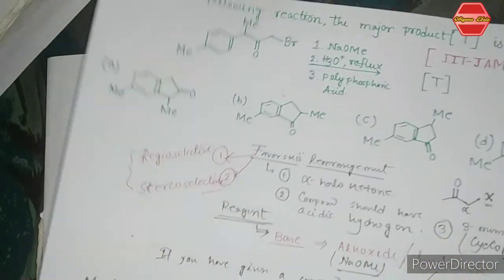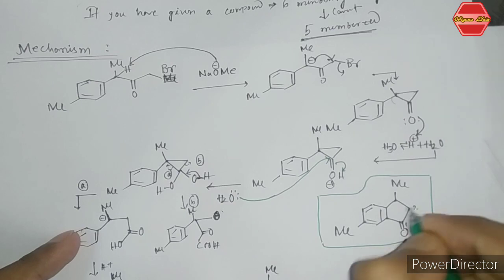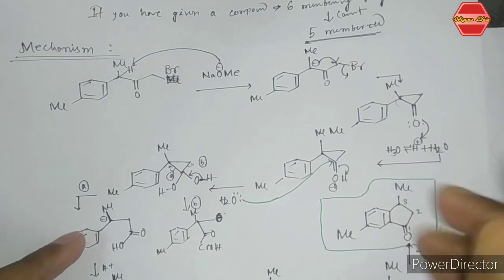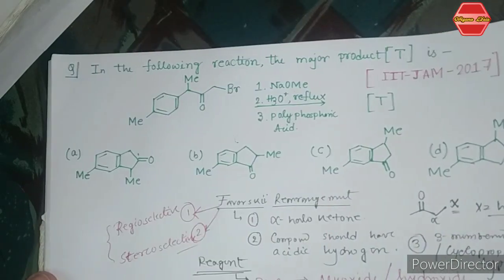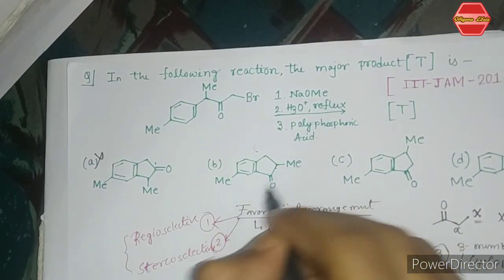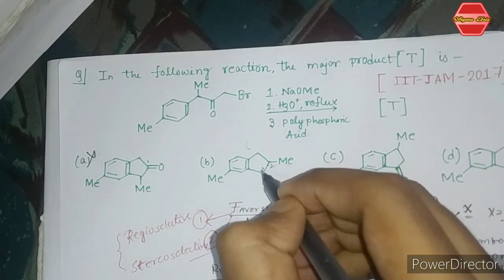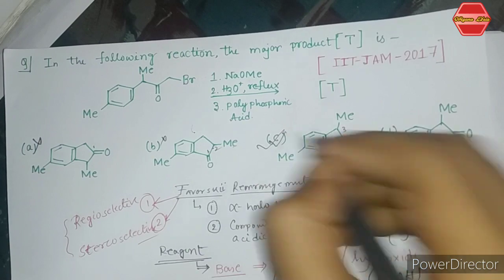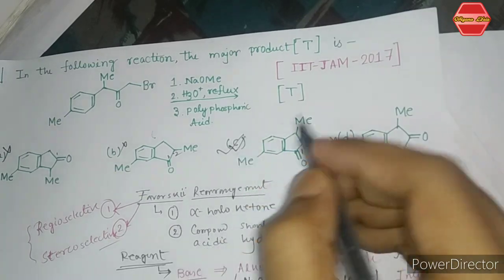Now to find your answer, see the positions. If I number from here, this is 1, 2 and 3. The carbonyl group is 1, and this is 2 and 3. If I number from the other side, this is not possible, so this is not your option. This other one is also in the same 1 and 2 position, so this is not your option. Here is your 1, 2 and 3, so this is your correct option. You can check option 4 also, this is not your option. So answer 3 is your correct option.